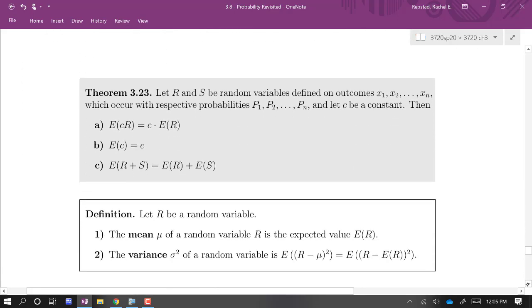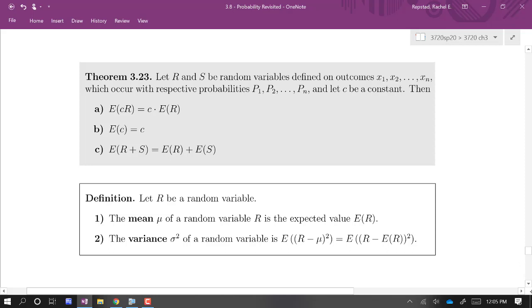All right, so now some more results. Theorem 323 says we have a couple of random variables defined on a shared set of outcomes. So, you know, the roulette problem, we defined the random variables R1 and R2, but they were still on the same set of outcomes, right, where that ball would land on the roulette wheel. So if we have a couple of random variables, here we're calling them R and S, on these outcomes that each have their respective probabilities.